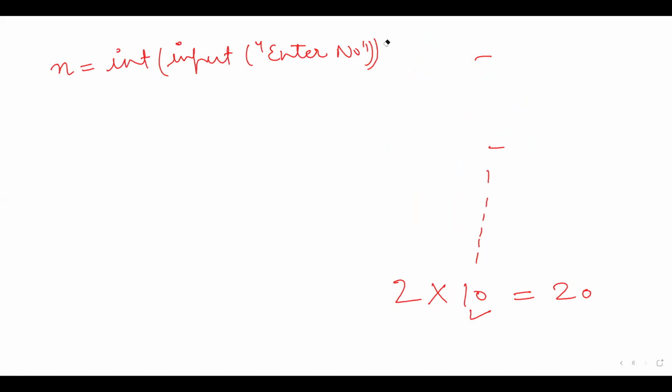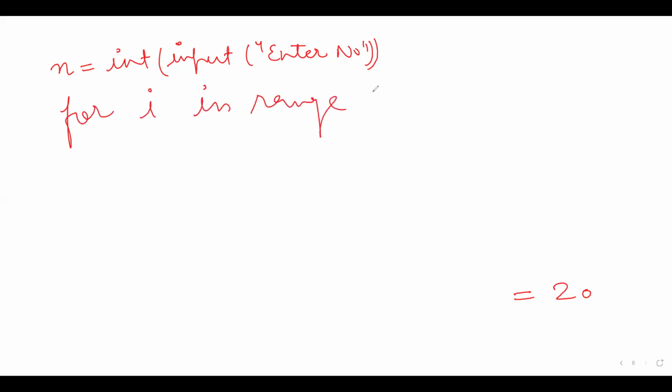After taking the number, what do I need to do? I need to repeat the instructions. So what is the instruction? I need to repeat the multiplication from 1 to 10. So here I can write for i in range 1 comma 10. But I have to use 10, so what should I give? I should give 11 here. Otherwise, it will run till 9.